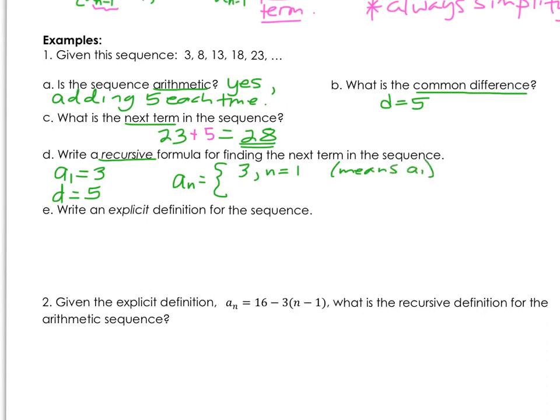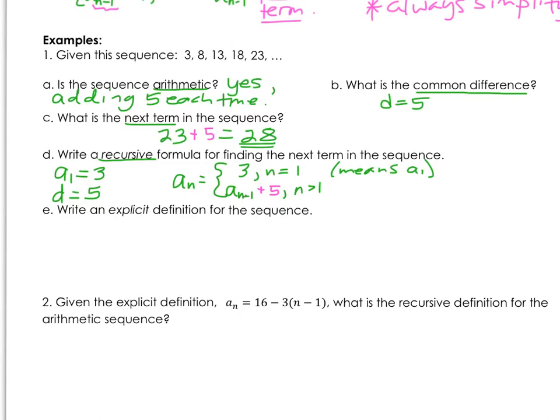In that second row, we said to take a sub n minus 1 plus d. We leave a sub n minus 1, that means the previous term, and then we add d to it. So we're just going to do plus 5. And this rule will work for anything greater than 1. So if we have a sub n minus 1, that just means add 5 to the last term in order to get the next term.